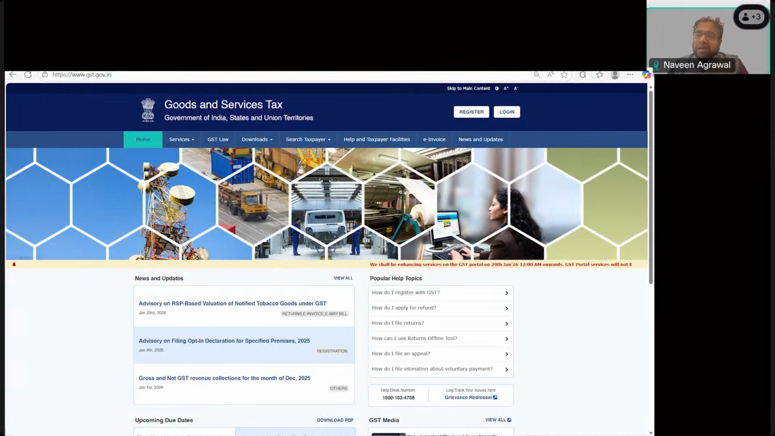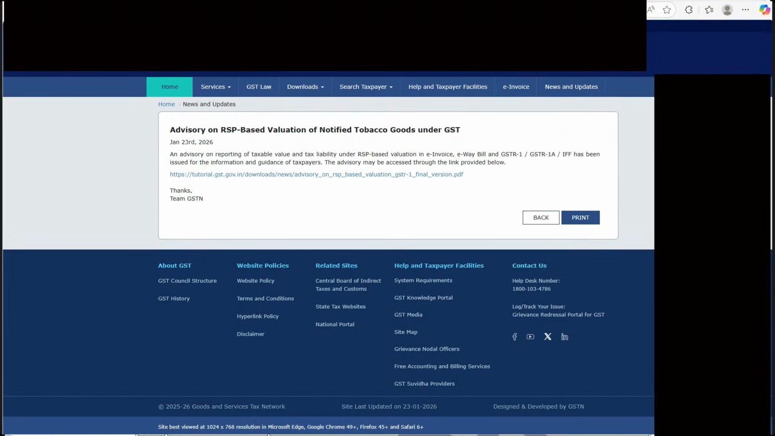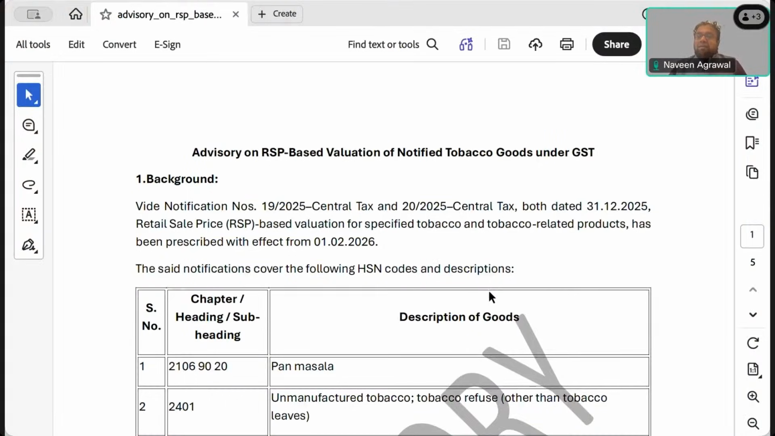So what we intend to do is that, as you all are aware, recently the government has issued some notification related to pricing and reporting of tobacco and related products, due to which certain HSN codes now need to be reported in a different manner in both e-invoice and e-way bill. Since there is a change in the reporting practice, GSTN has issued a very detailed advisory on its portal to help the taxpayer. What we intend to do today is to understand that advisory, have a proper walkthrough, and guide you on how you need to report these changes through e-invoice and e-way bill.